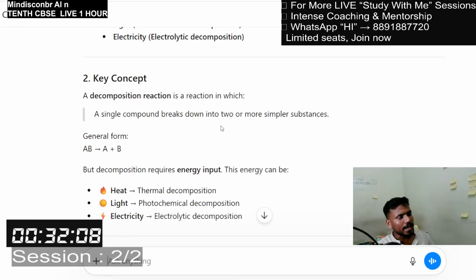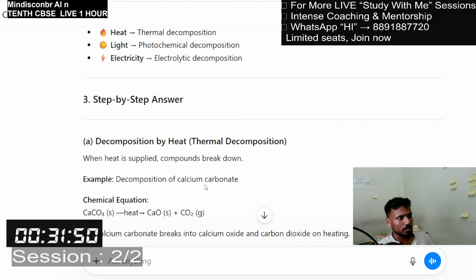Key concept: a decomposition reaction is a reaction in which a single compound breaks down into two or more simpler substances. The general form is AB gives A plus B. But decomposition requires energy input. This energy can be heat, in the form of thermal decomposition, light, in the form of photochemical decomposition, or electricity, in the form of electrolytic decomposition. Step by step answer. Decomposition by heat, that is thermal decomposition.